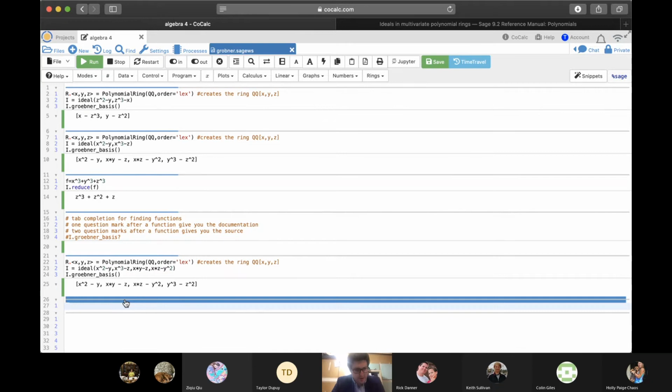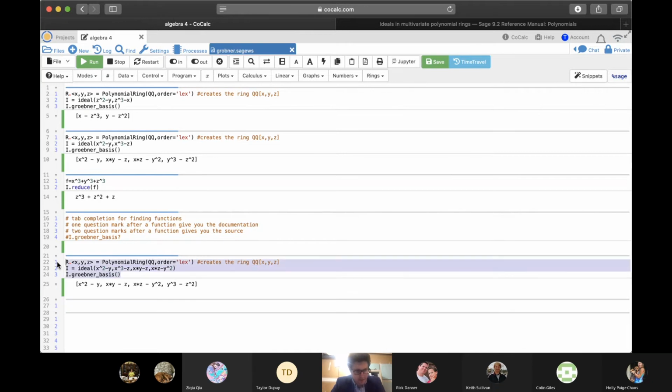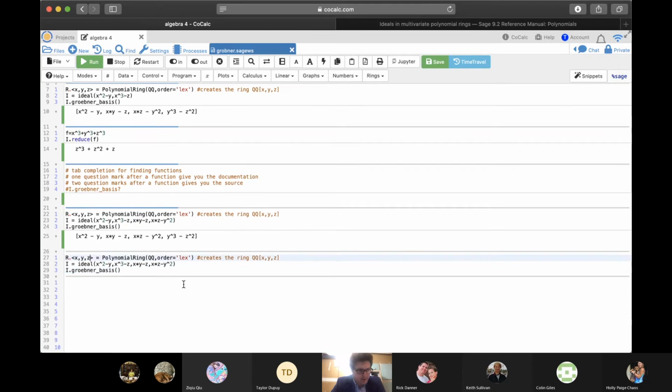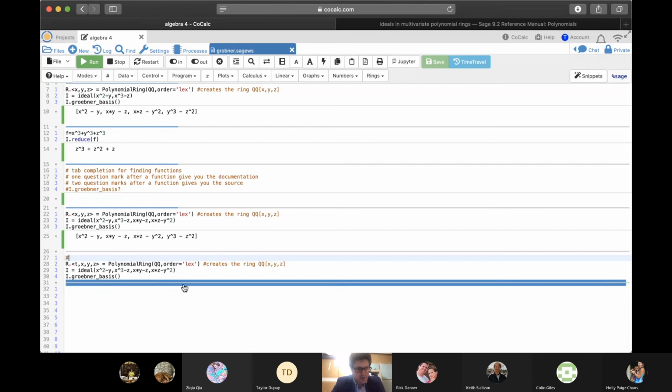Okay, so let me give you another example of an application of Gröbner bases. This is the elimination theory one. So let's do R, x, y, and we'll do t here like this. And then I'm going to make a new ideal. This is an elimination theory example. I'm going to show you now, and then we'll maybe do this on paper a little bit too.